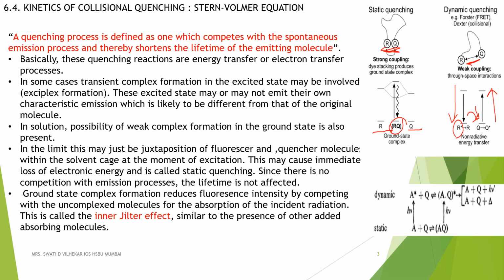So here we can find that the ground state complex formation reduces the fluorescence intensity by competing with the uncomplexed molecule for the absorption of incident radiation. This is similar to those cases where we add some substances in order to decrease the fluorescent intensity, and this is called the inner filter effect, because the quencher is coming inside the solvent cage and forming a complex with the fluorophore, decreasing the fluorescent intensity. As it is coming within the solvent cage, it is also called the inner filter effect.